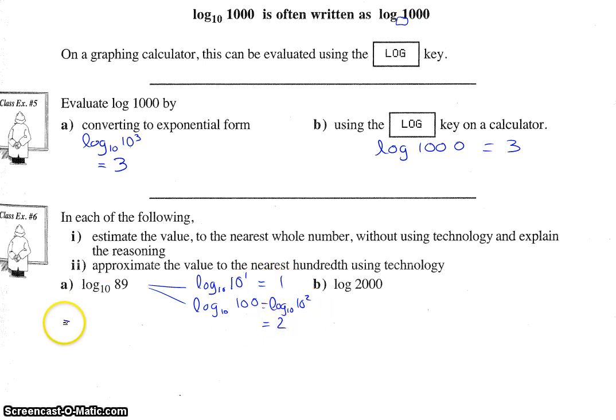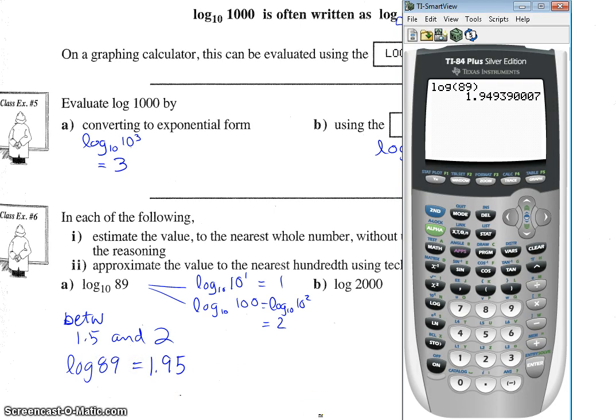So this number has to be between 1 and 2, but let's see if we can get it a little more specific. Is 89 closer to 10 or closer to 100? Well, probably closer to 100, so we could probably put it between 1.5 and 2 rather than between 1 and 1.5. And there we go. Do it on your calculator, go log 89, and what do you get? Okay, so we should have gotten 1.95 rounded to the nearest hundredth.